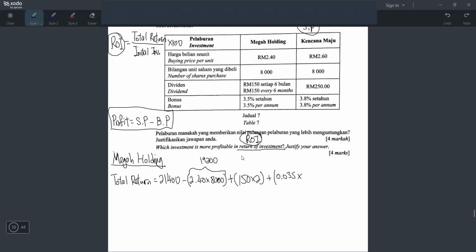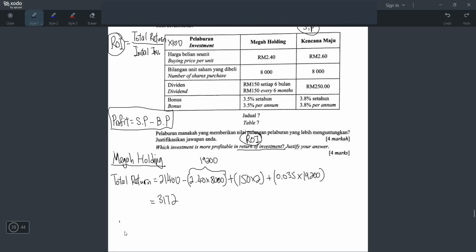So this one, to calculate bonus, you have to take 3.5% from the 19200. That's how you calculate bonus. Okay, so after you press all this, you will get your total return. Let's press 21400 minus 2.4 times 8,000 plus 300 plus 0.035 times 19200. Okay, my calculator gives me 3172, and this is not the answer. This is just the total return, or the total profit earned by him from Mega Holding.